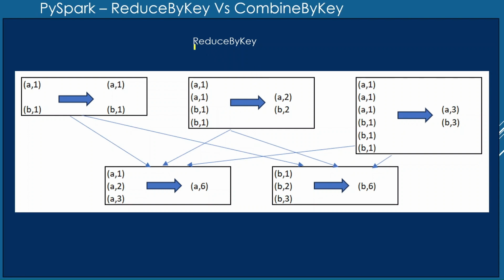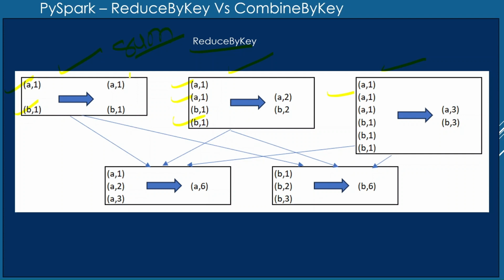Let's understand reduceByKey with the help of this pictorial representation. Suppose there are three partitions, and these are the data points present in these partitions. Whenever we use reduceByKey, the aggregate function is first applied in each and every partition, or you can say the aggregation function is applied locally. Suppose we are using the sum aggregation function.